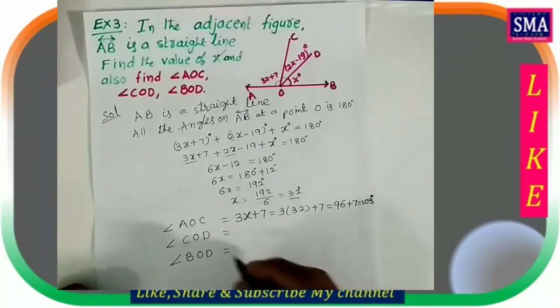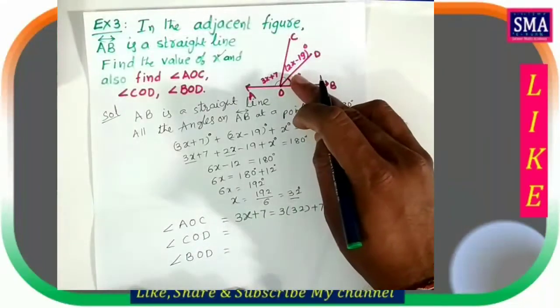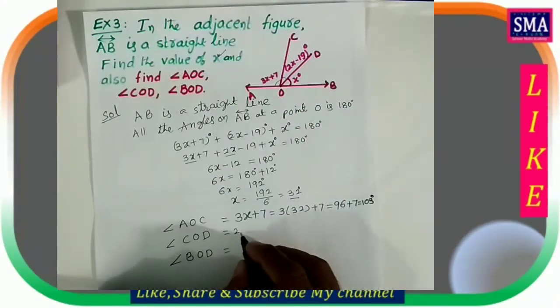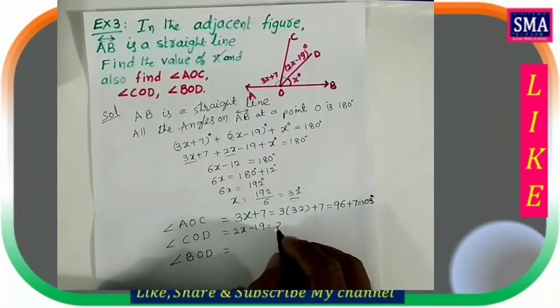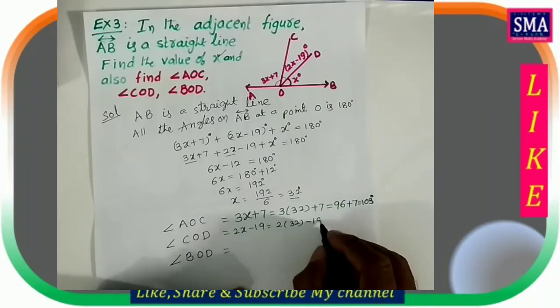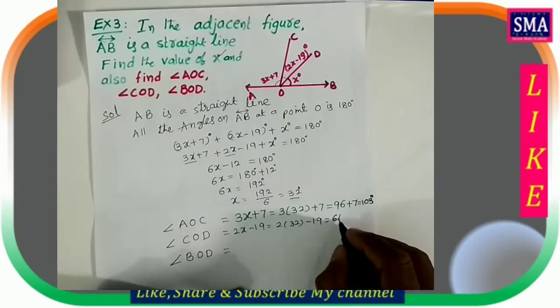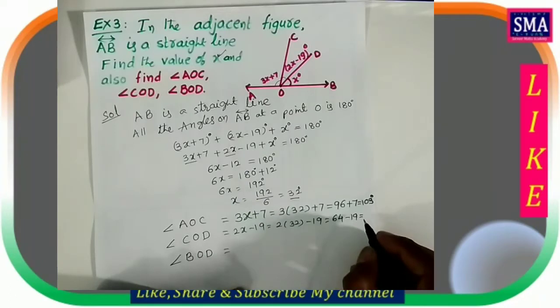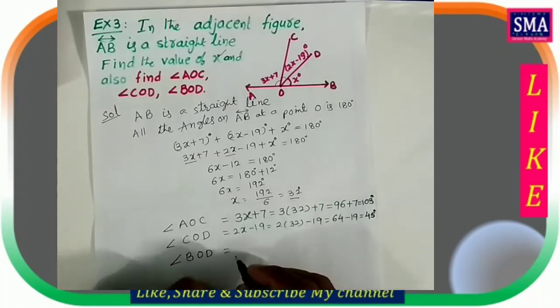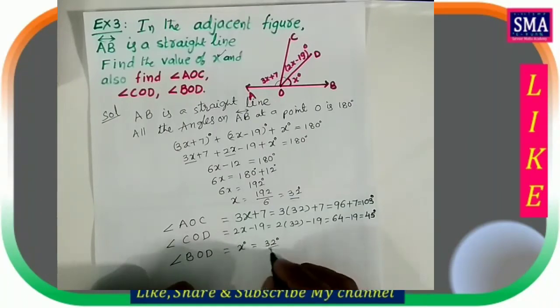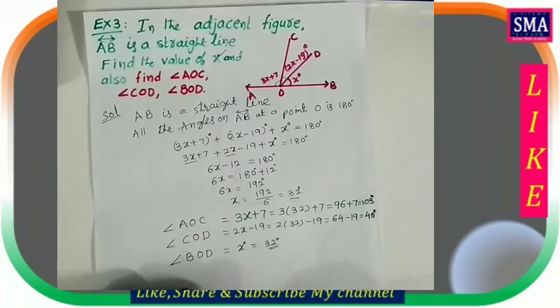103 degrees. Next one, angle COD. Observe the figure. COD is equal to 2x minus 19. So 2 times 32 minus 19. 2 times 32 equal to 64, minus 19, 45 degrees. Third one, BOD. BOD is equal to x degrees. X degrees is equal to 32 degrees. So therefore x value is 32 degrees, angle AOC is equal to 103 degrees, angle COD is equal to 45 degrees, angle BOD is equal to 32 degrees.